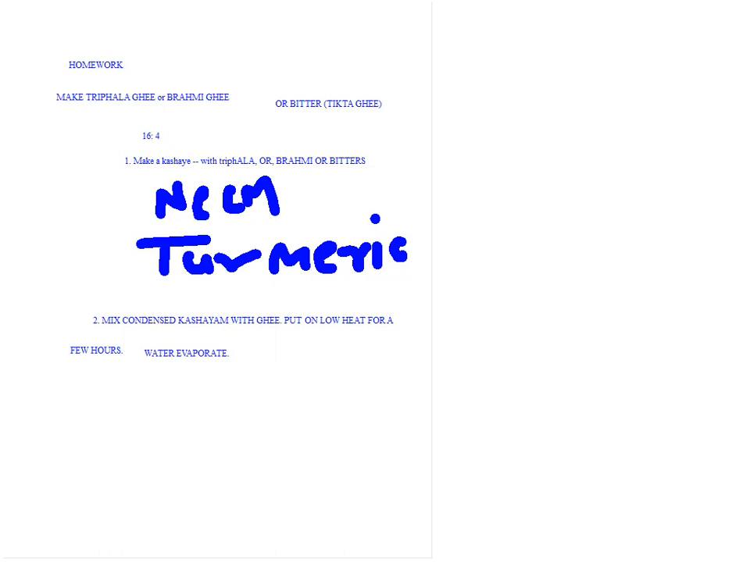So you mix your condensed kashayam, whether it's Triphala ghee or Brahmi ghee or bitter ghee, whatever kashaya you've made. So Krishan and Stacy, you have 2 assignments. You have to send me a picture of your kashaya as well as your ghee, because everybody else has already made a kashaya. Everybody else send me a picture of your ghee only. You make a kashaya with either Triphala, Brahmi or bitter using the 16 to 4 principle, and it is boiled down to a very small amount, and it's become thicker. Now you mix this condensed kashayam with ghee and put on very low heat till all the water evaporates. Really, it's still a little bit watery.